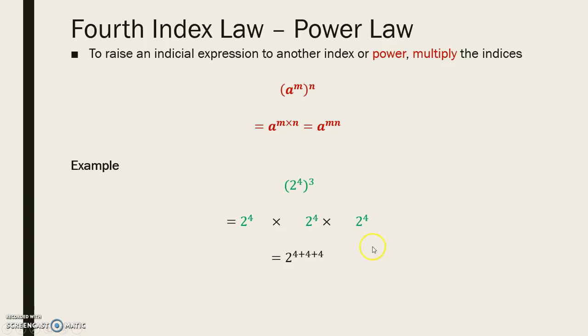We could expand that further, but from our knowledge of the first index law, we know that when you multiply bases with the same base, you add those indexes. So we add the 4 to the 4 to the 4, which is the same as 3 groups of 4, which equals 12. So 4 times 3 is 12, and that's why the index law works.